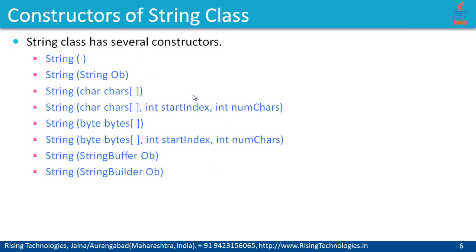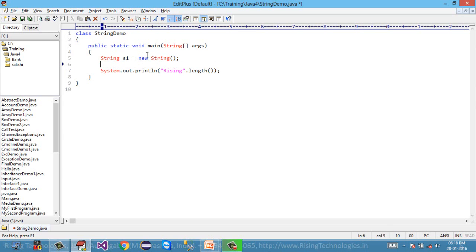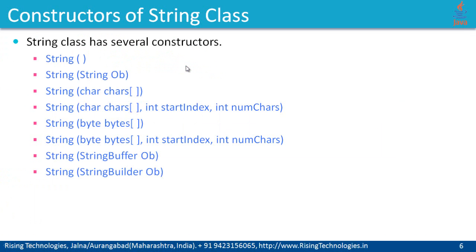String class has several constructors. One of them is the default parameterless constructor. That means if you want to create a string object and that string is going to contain an empty string, we can use this form of the constructor. So I can create a string object s1 equals new string, and without passing any data. So it creates a string object. That object is set to empty initially.